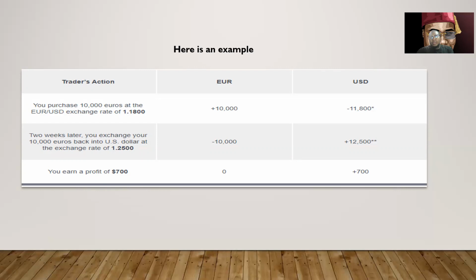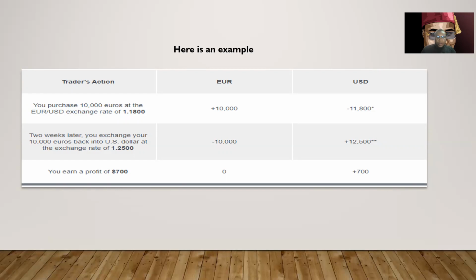You could hold it for 1 day, or for 3 days. And 2 weeks later, you exchange your 10,000 euros back to the US dollar at an exchange rate of 1.2500. Remember, you purchased euro against USD at 1.1800. Then you are now exchanging your euro to buy USD at an exchange rate of 1.2500.